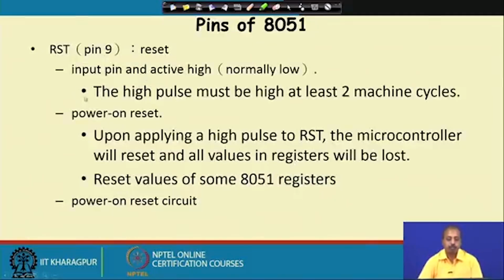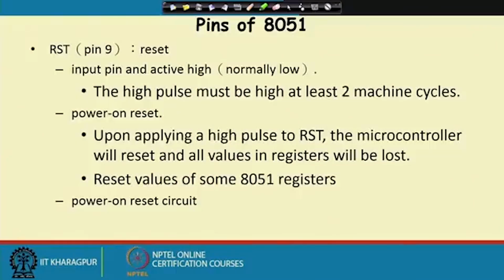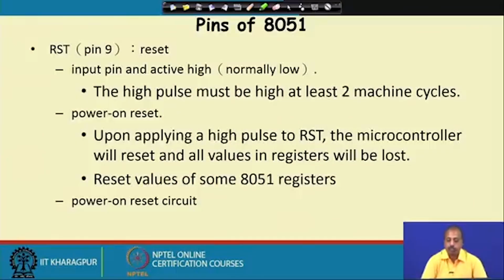Then we have got some more pins, RST or the reset pin. It is an input pin and it is active high. Normally it is low, but we must hold it high for 2 machine cycles for it to be sensed. That is the reset signal, and this also provides the power on reset. When we power on the system, it will be a reset. If you apply a high pulse to the reset line, then the microcontroller will reset and the values of the CPU registers will be lost. Okay. Some of the values will be reset.